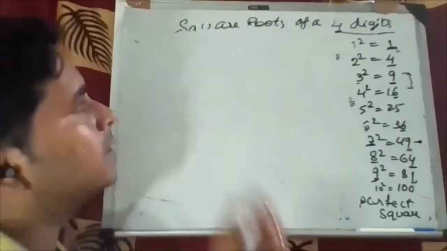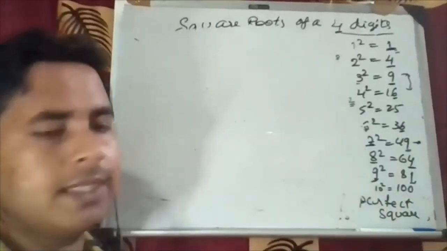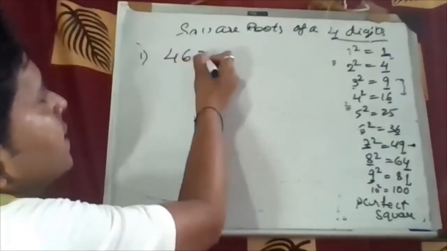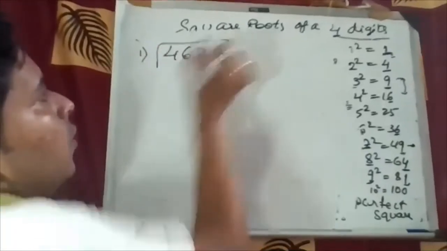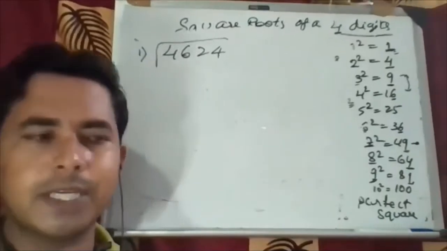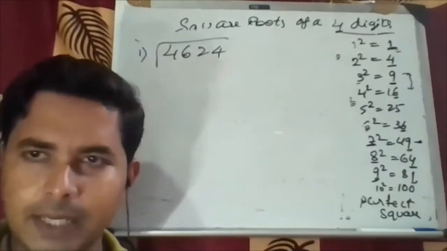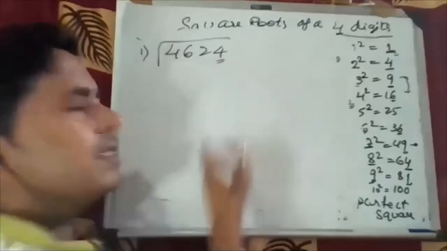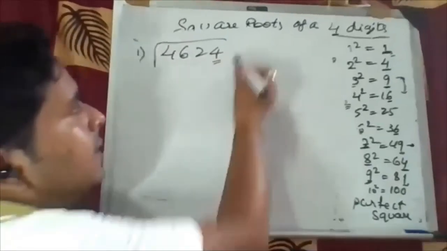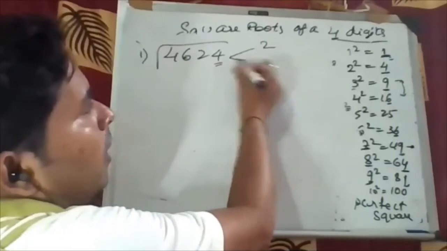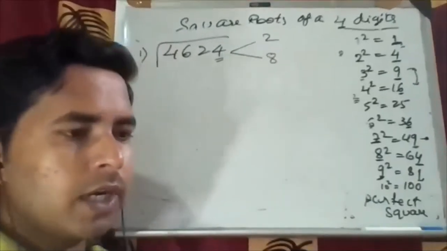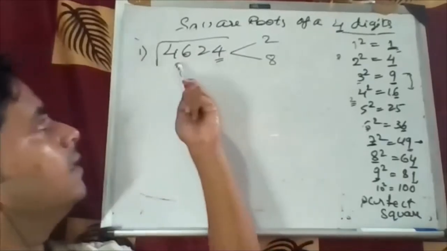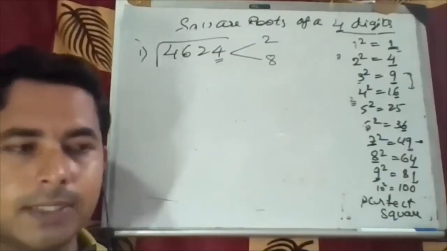Now we'll see the square root of a 4 digit number. What is the example? I'll take the example of 4624. Again, apply the same rule. Check the last digit. Here it is 4, which means your answer should contain either 2 or 8.